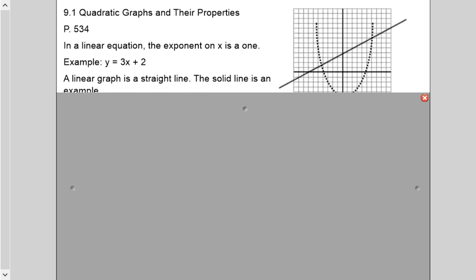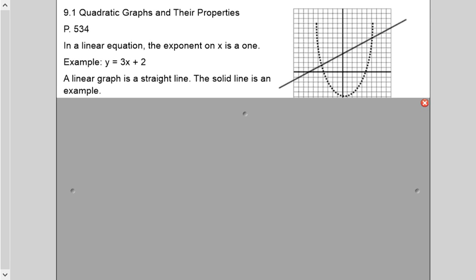The graph of a linear equation is always a straight line. If you look up the graph at the top right-hand corner, you see that straight solid line. That is an example of a linear graph. A linear graph is always straight. A linear equation always has an exponent of 1 on the x. That's stuff that we've already done.